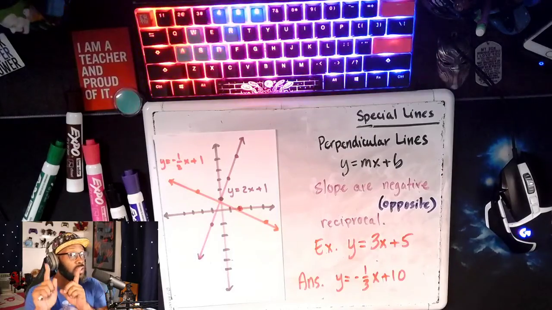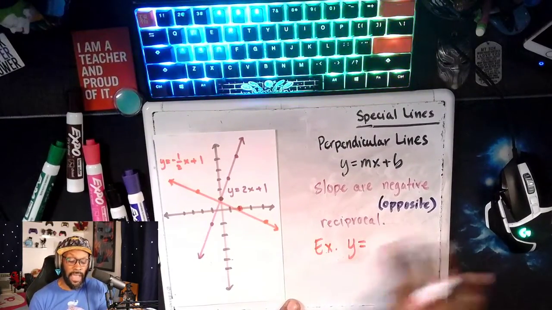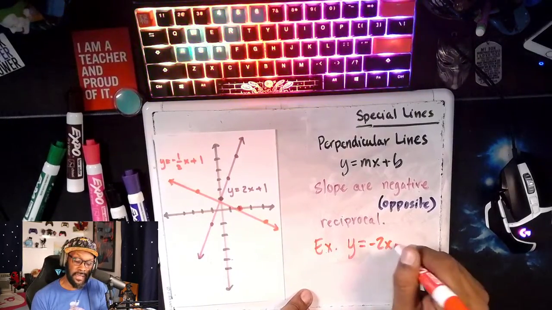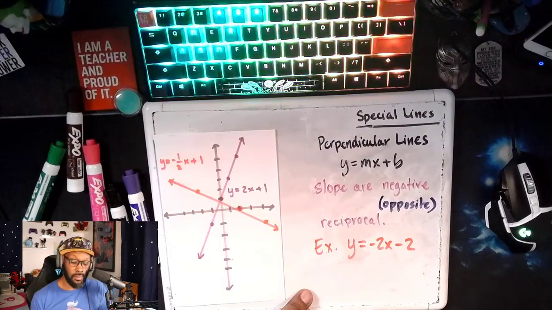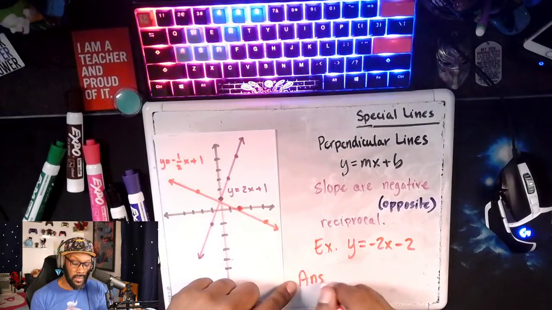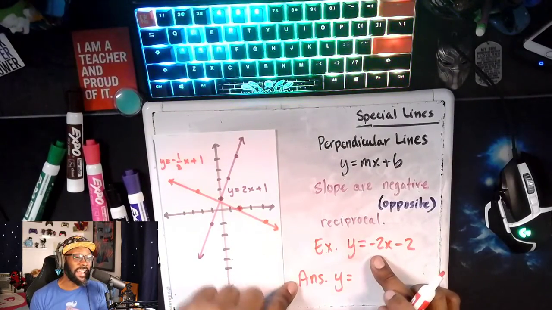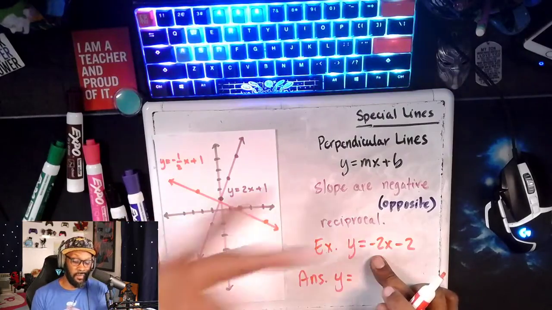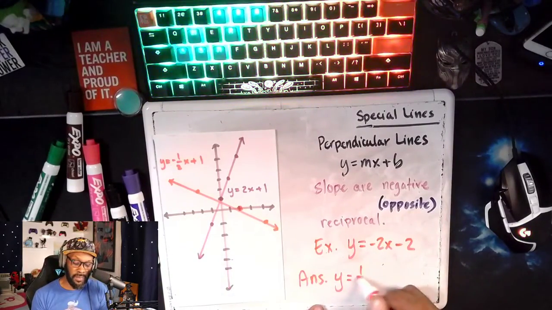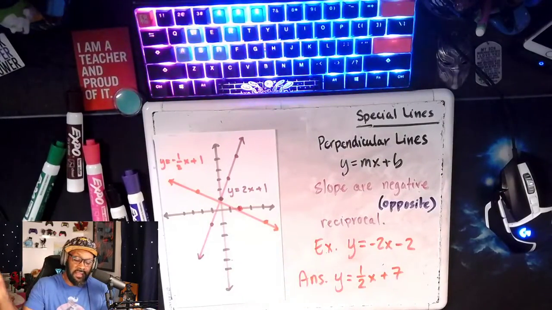Now, the reason why I use opposite, because check this out. Let me give you a different example. Let me say I'm asking for an equation of a line that is perpendicular to negative 2x minus 2. So that means, as you guessed it, since it's already negative, the answer needs to be positive, or the opposite. That's why I said opposite. And then reciprocal. So your answer should be positive 1/2 x plus anything, or minus anything.